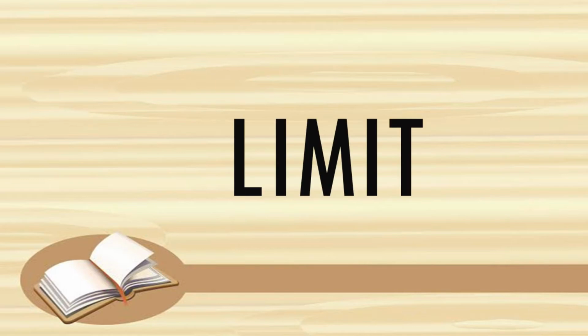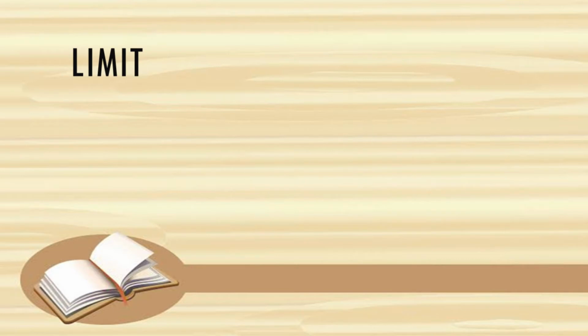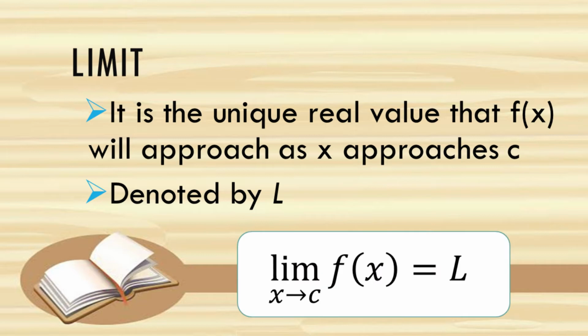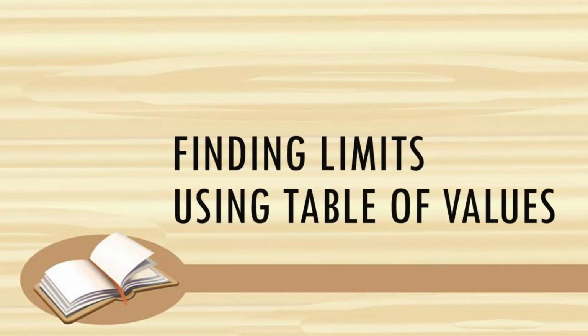Today, we are going to learn how to determine limits using table of values and graphs of functions. Limit is the unique real value that f of x will approach as x approaches c. It is usually denoted by capital letter L. So we usually say the limit of f of x as x approaches c is equal to L. Let's now solve for the limits using table of values.